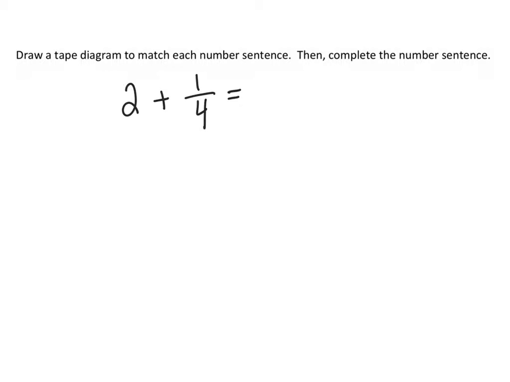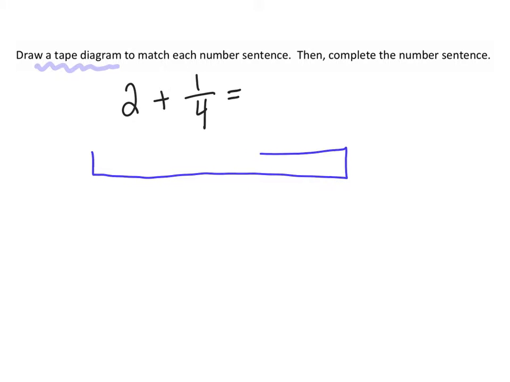Today we're going to draw a tape diagram to match each number sentence, then complete the number sentence. So we have 2 plus 1/4. So that's 2 wholes plus a fraction. So we have to create a tape diagram. You can't just complete the number sentence, you have to complete the tape diagram because that's what it's asking you for.